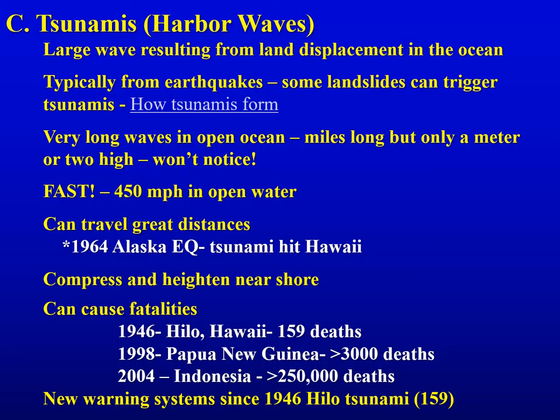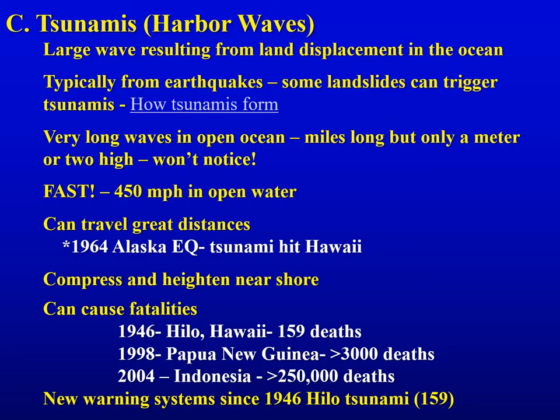Because we've had some really deadly tsunamis in the past, we've set up warning systems. Now, we don't have warning systems in every ocean basin, which is a bit of a problem. We do have one in the Pacific, which largely stemmed from what happened back in 1946 in Hilo with the 159 deaths. We set up an early warning system for tsunamis in the Pacific, but that didn't extend to the Atlantic or to the Indian Ocean or to the Southern Ocean.